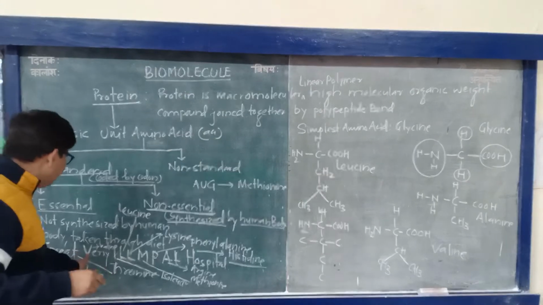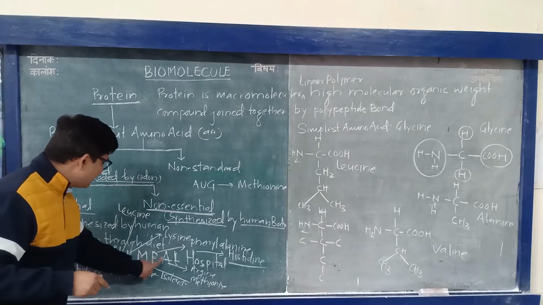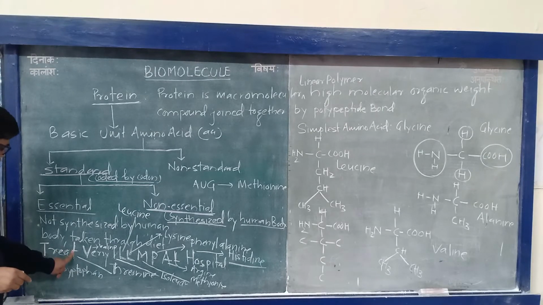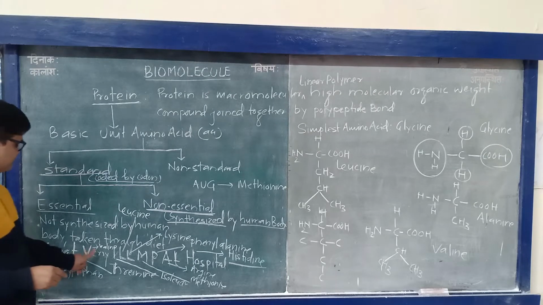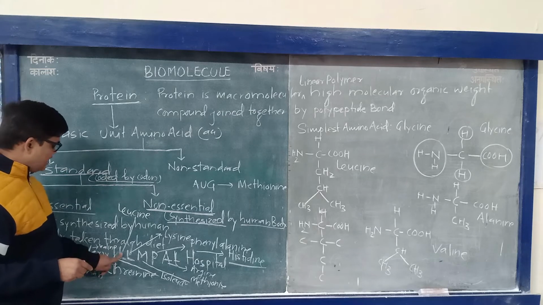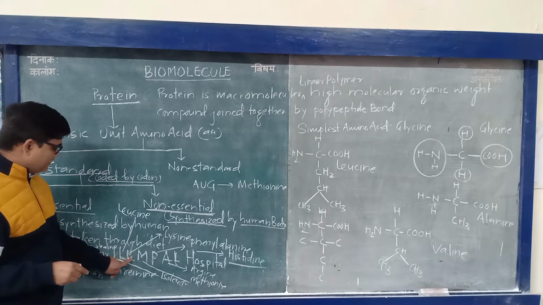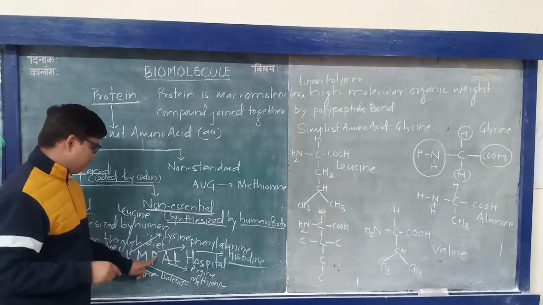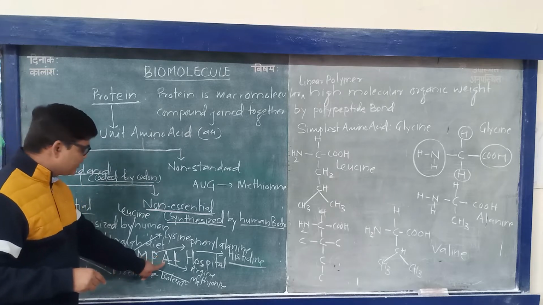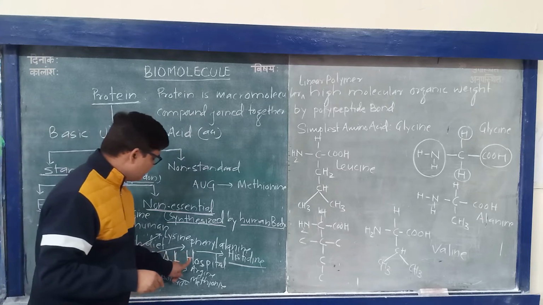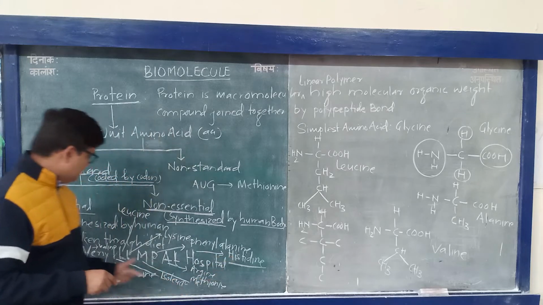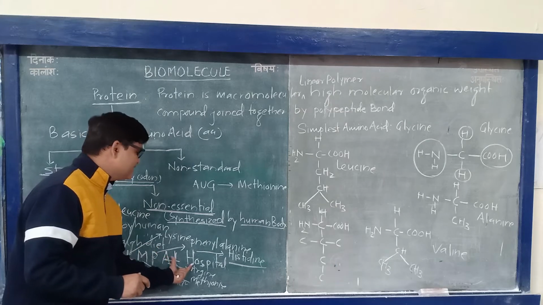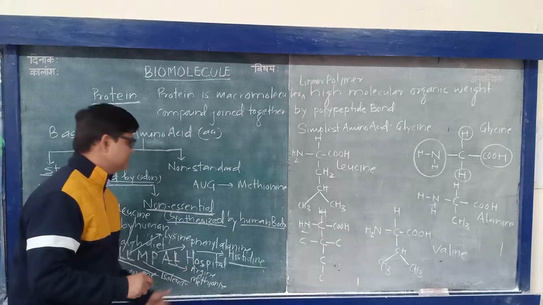So, treat very ill MP at hospital: T for tryptophan, T for threonine, V for valine, I for isoleucine, L for leucine, L for lysine, M for methionine, P for phenylalanine, A for arginine and H for histidine. Among these 10, two are semi-essential: arginine and histidine.